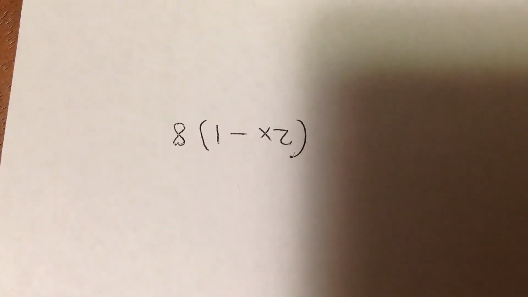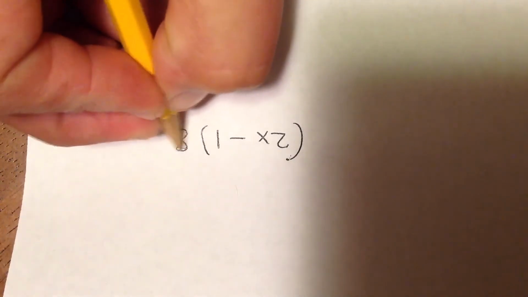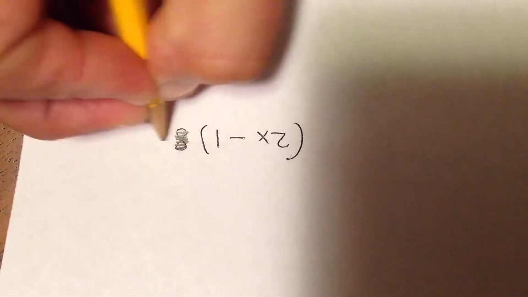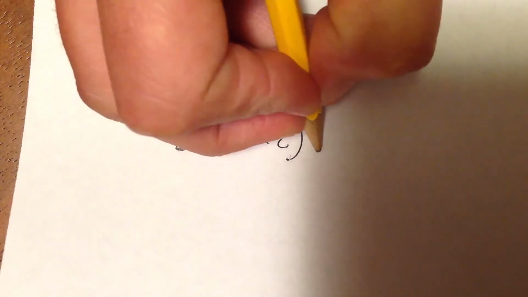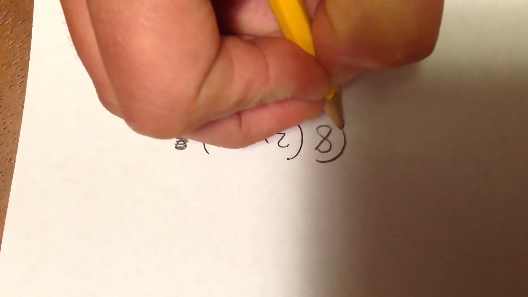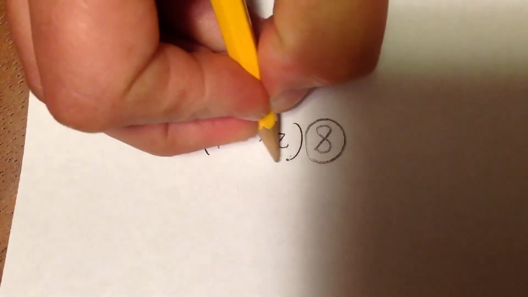Now in the fourth example, I have my 8 on the right-hand side. That's no problem. I'm still distributing the 8 by both of these terms. But we're used to seeing it on the left-hand side, so I'm going to go ahead and cross that out and rewrite it on the left-hand side.